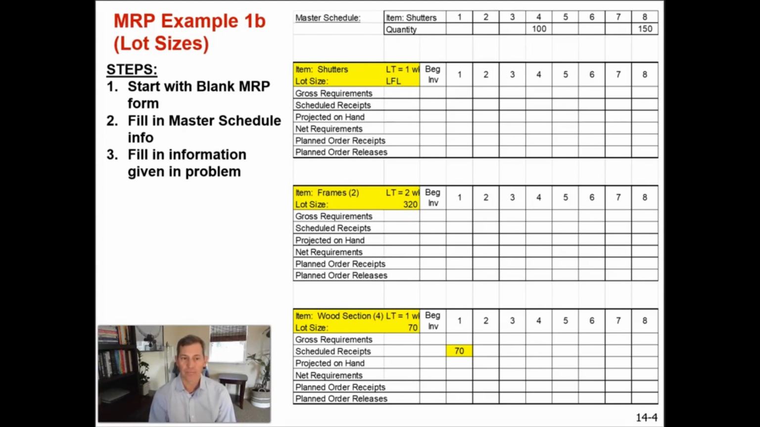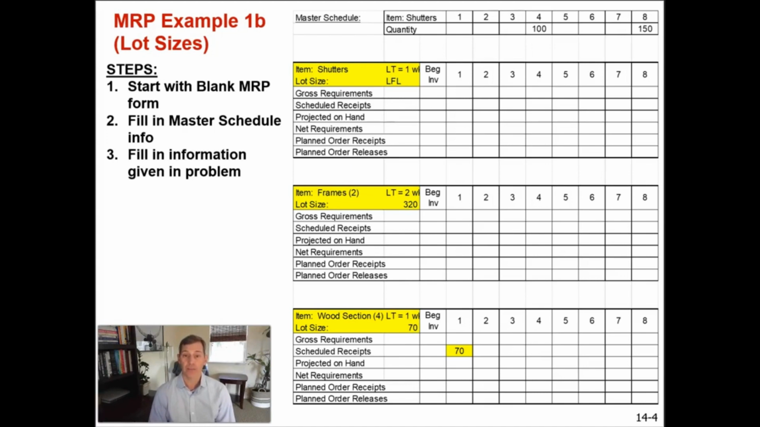Shutters are still 1 week, and the shutters, which are your top level assembly, your finished good item, manufactured internally by you, are still lot for lot. If you remember on the last slide, what was given is that you've got a lot size for the frames and you've got a lot size for the wood sections, but the shutters remain lot for lot. So for the frames, the lead time is still 2 weeks. There's still 2 frames per 1 shutter. The difference this time is that you've got a lot size of 320 frames per order.